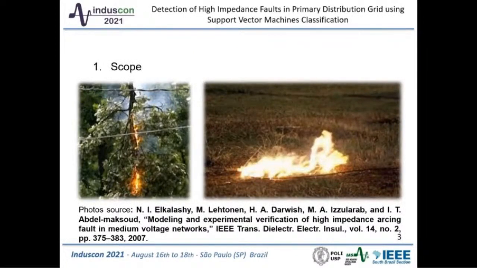Service continuity of the power distribution systems is commonly affected by several shortages. One of the most problematic incidents is the high impedance fault, which usually happens after an energized overhead conductor is ruptured and touches the ground. This event is normally accompanied by an electric arc, representing a hazard to people, animals, and overall physical infrastructure. As seen in these two photos, a high impedance fault across the distribution grid may be caused by direct contact with trees, for example, photo on the left, or due to a falling conductor, photo on the right.